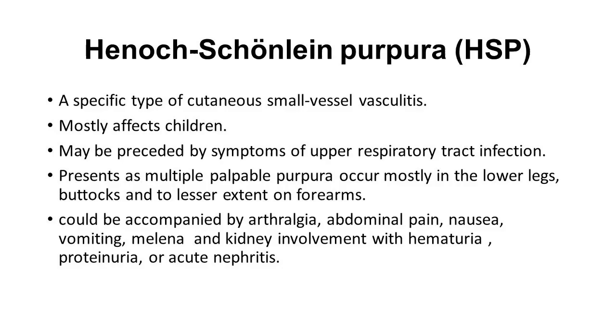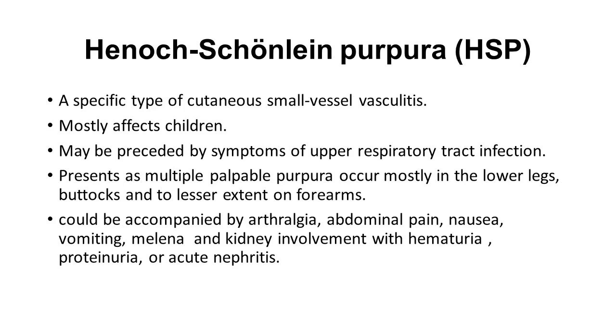Management: 1. Treatment of underlying cause of vasculitis, if identified. 2. Other treatment options depend upon whether the vasculitis is isolated or recurrent, widespread or symptomatic, or associated with systemic involvement. Henoch-Schönlein purpura, HSP, is a specific type of cutaneous small vessel vasculitis.